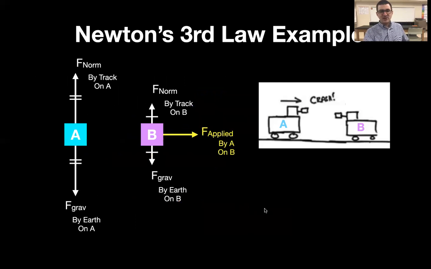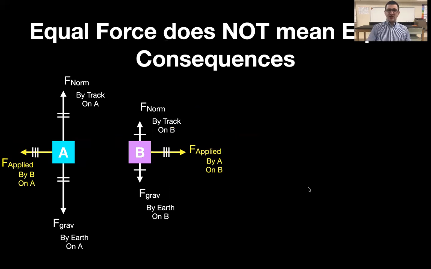Then when they collide into each other, A applies a force on B, and at the same time, B applies that same force back onto A. I can use the equality marks to show that it's the same force applied back onto A. But then the question becomes, why is it true that B flies off and A barely even slows down? That's true because the forces on those two cars are equal, but that does not mean that the consequences of those forces are equal.